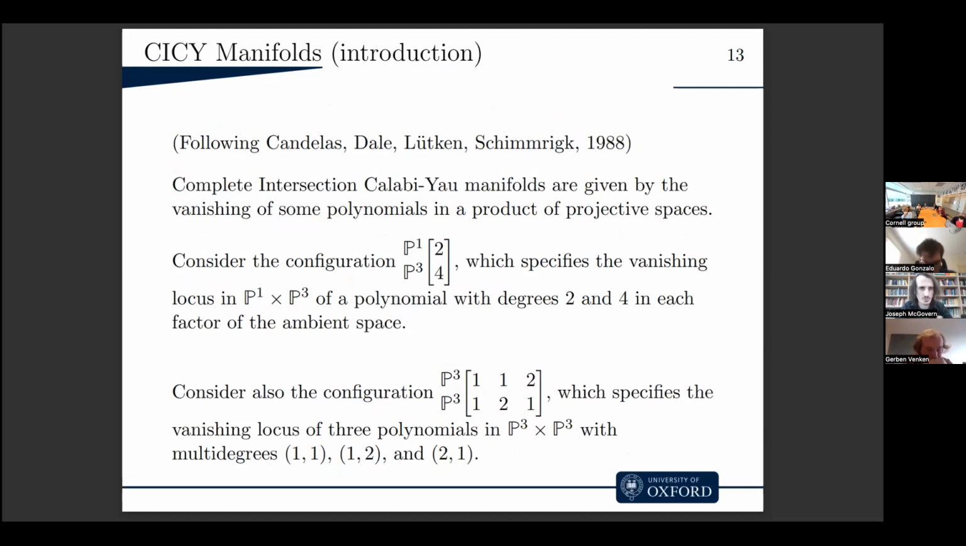And to get there, I'm going to just briefly talk about complete intersection Calabi-Yaus. These things are very old, but because there's some notation involved, I'll just review what's being said when I show you a symbol like this. What this means is you look at the vanishing locus in P1 times P3 of one polynomial, and that polynomial's degrees in each of these spaces are 2 and 4. You can contrast this with this space, which is some subvariety of P3 times P3, given by 3 polynomials with degrees 1, 1, 1, 2, and 2, 1. I think looking at those two is probably enough to understand what's going on.